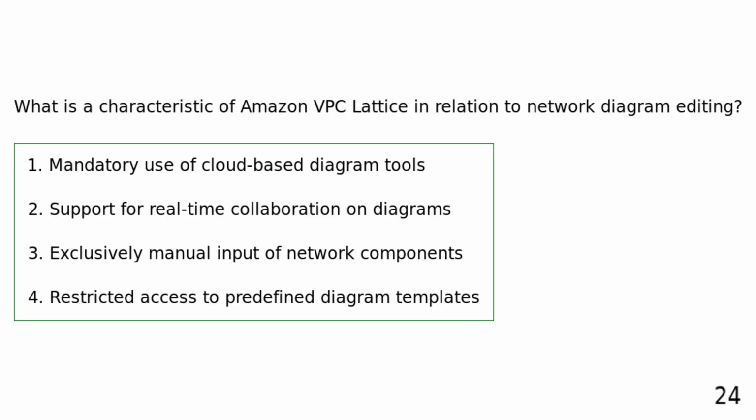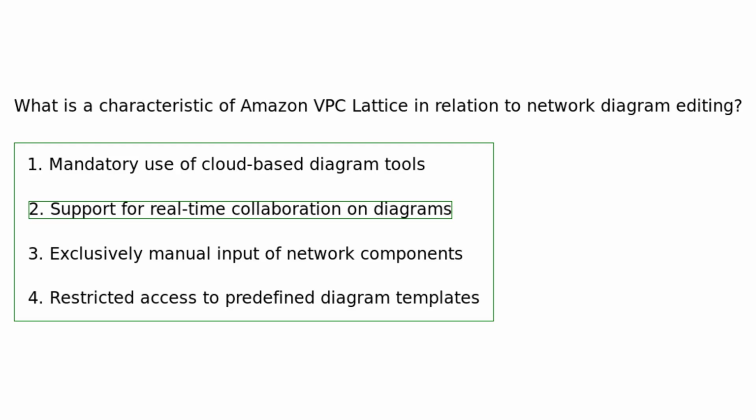What is a characteristic of Amazon VPC Lattice in relation to network diagram editing? Mandatory use of cloud-based diagram tools. Support for real-time collaboration on diagrams. Exclusively manual input of network components. Restricted access to predefined diagram templates. Amazon VPC Lattice enables support for real-time collaboration on network diagrams, allowing multiple users to edit and view the diagram simultaneously for improved communication and coordination in network design.